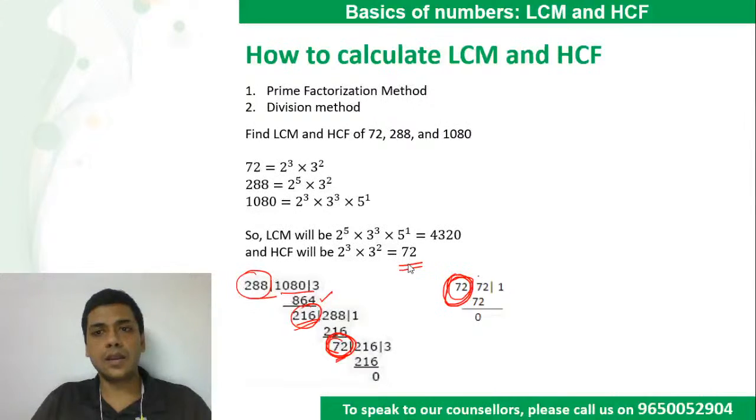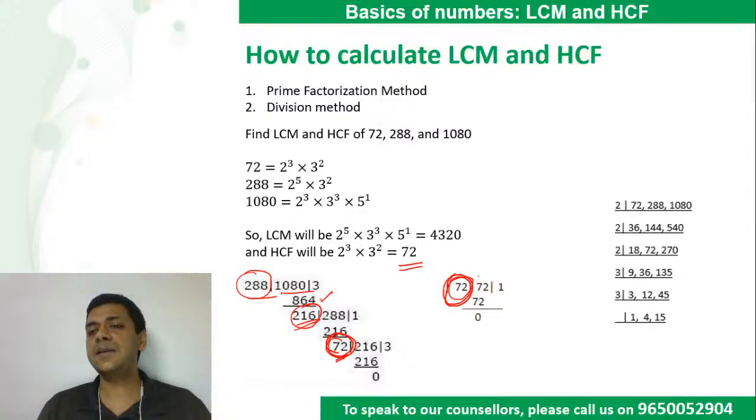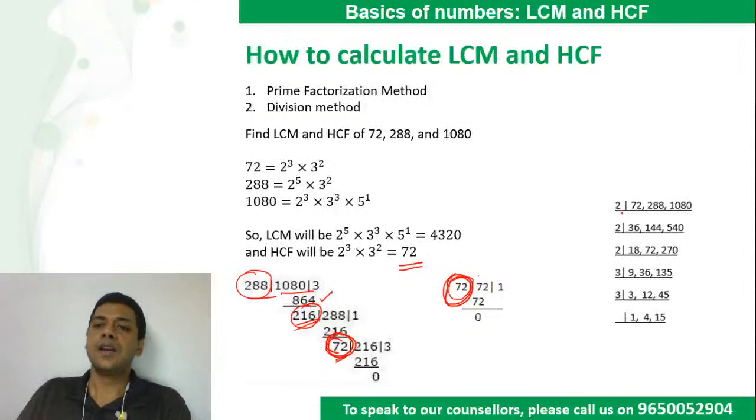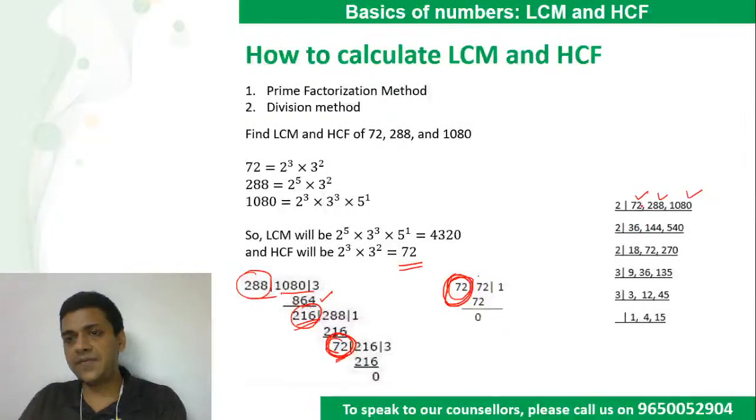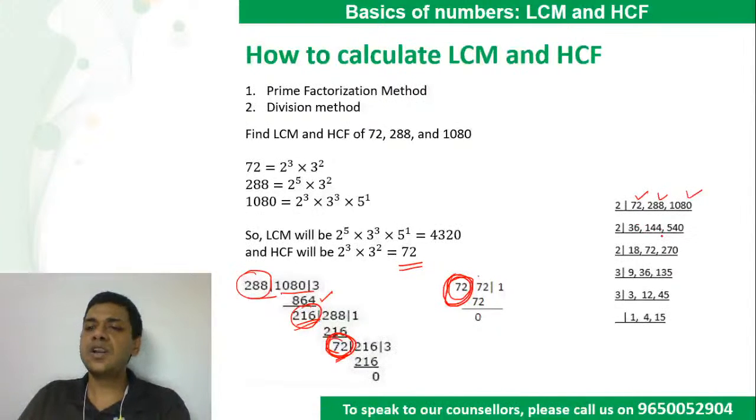Now LCM, how to do LCM? So we will write all the numbers side by side. We will look at the common factors. So a number which can divide all the three numbers 72, 288 and 1080: 2. If I divide all of them by 2, I get 36, 144 and 540. If I further divide by 2, I get 18, 72, 270. If I further divide by 2, I get 9, 36 and 135.